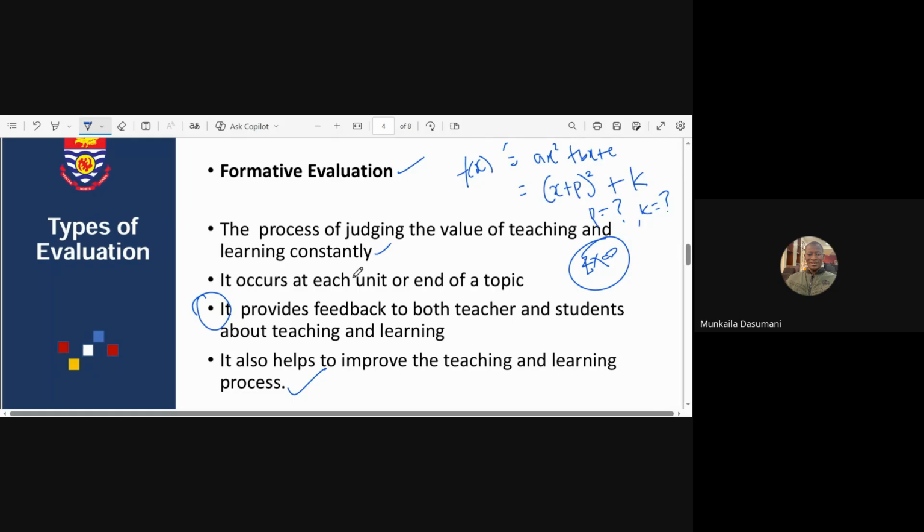Beauty. Thank you, sir. So go ahead, please. From my understanding of this formative evaluation, can I say it's a form of assessment? Formative evaluation, is it a form of assessment?